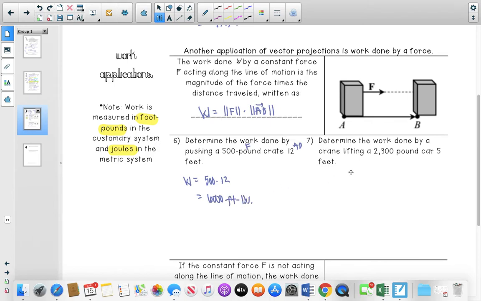And you can either write that out or do that, I don't care. Okay, so on number 7, it says determine the work done by a crane lifting a 2,300 pound car 5 feet. So the work is 2,300 times 5. If you put that in your calculator, that's 11,500, and I'll write it out this time, foot-pounds, because we're dealing with the customary unit. So customary is right here, okay?